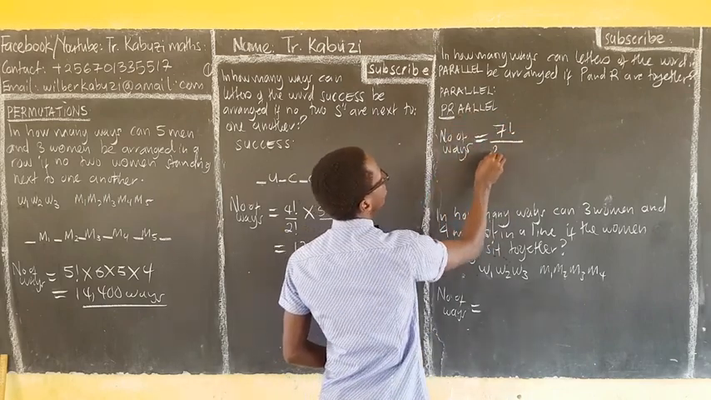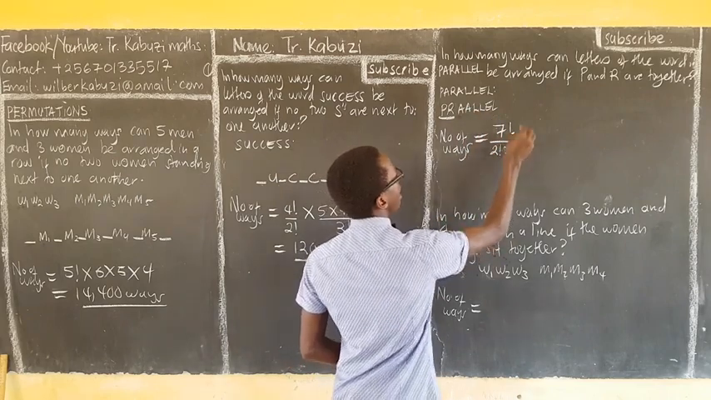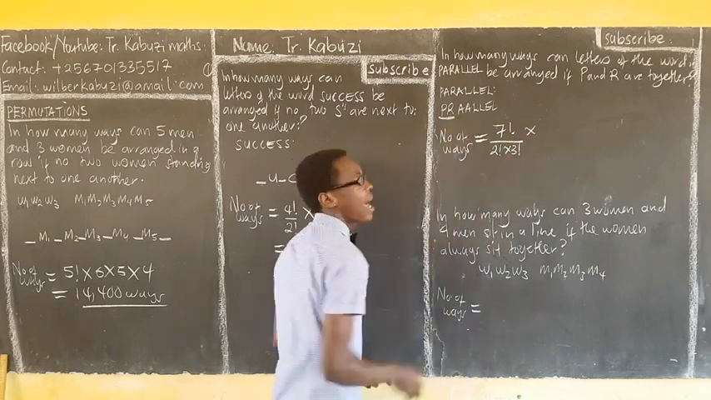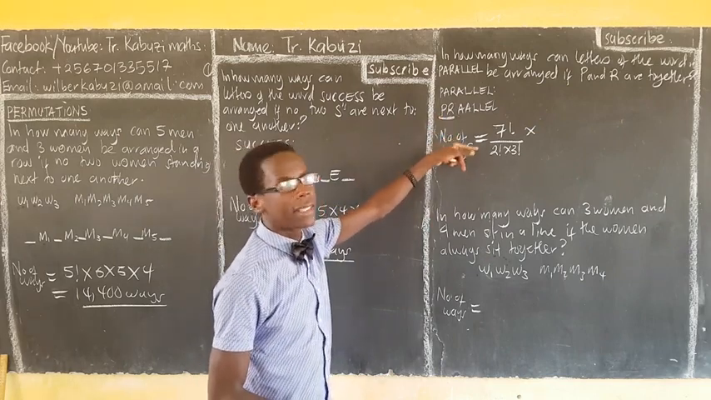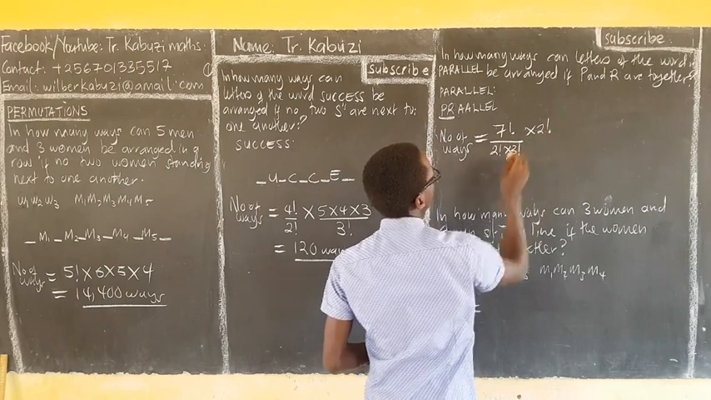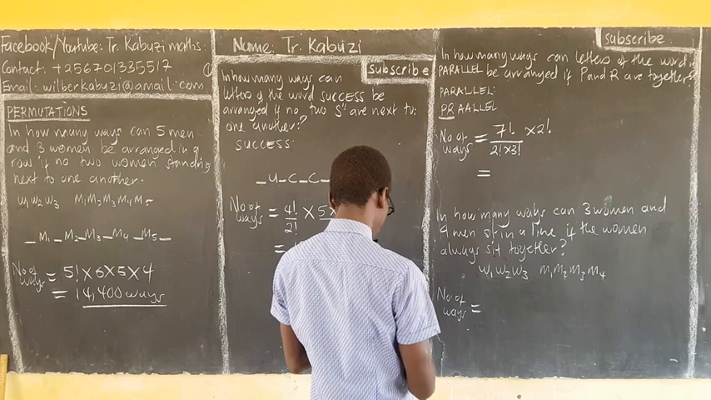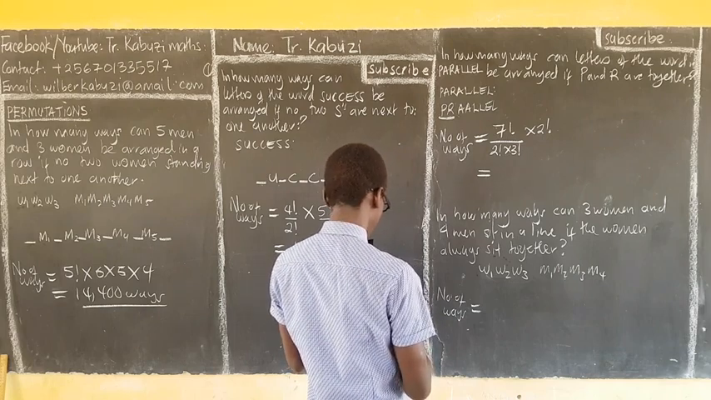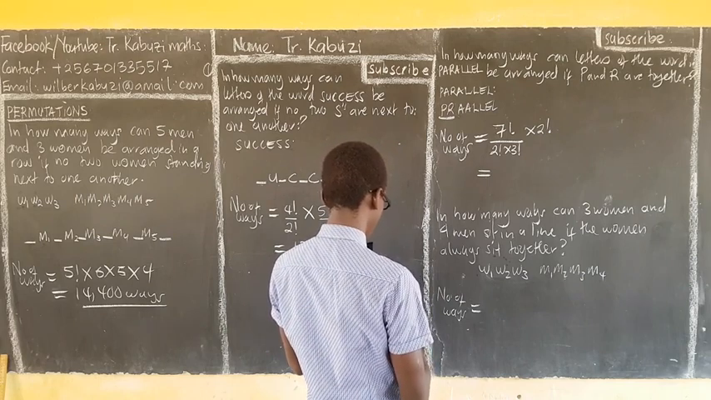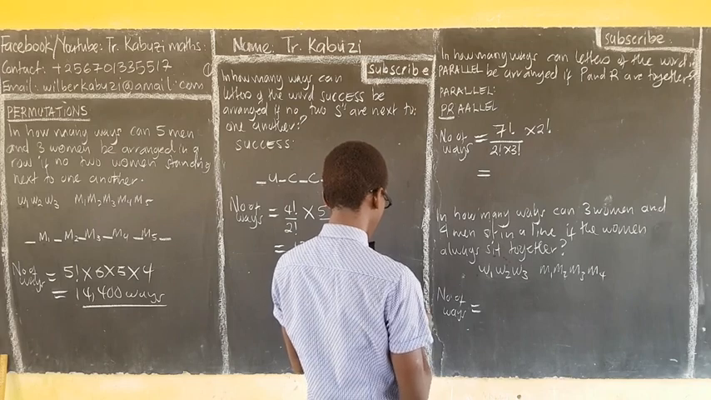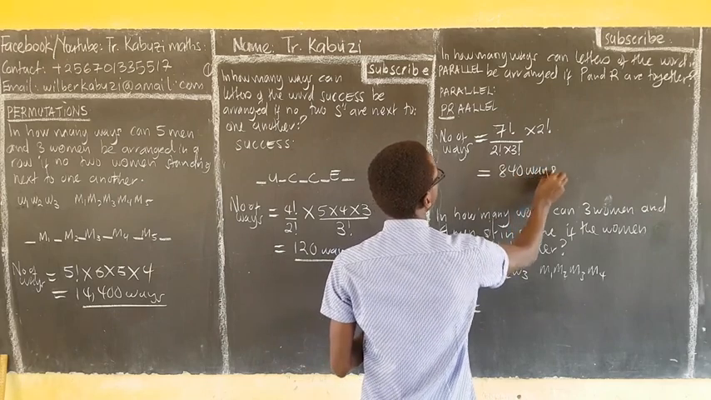So this one is repeating 2 times, then times, L's are repeating 3 times, then times. These 2 can be arranged in 2 factorial ways. I can put R first or P first. So they can be arranged in 2 factorial ways. And the answer here I will get is 7 times. So here you get 840 ways.